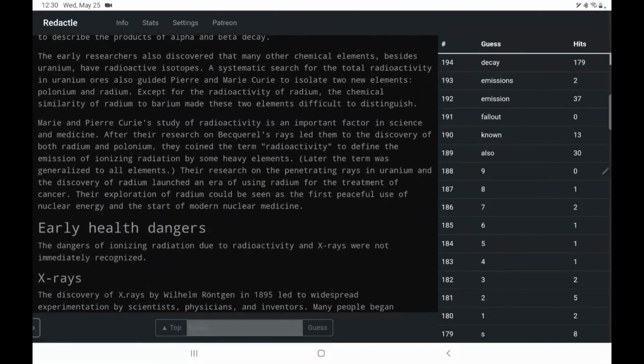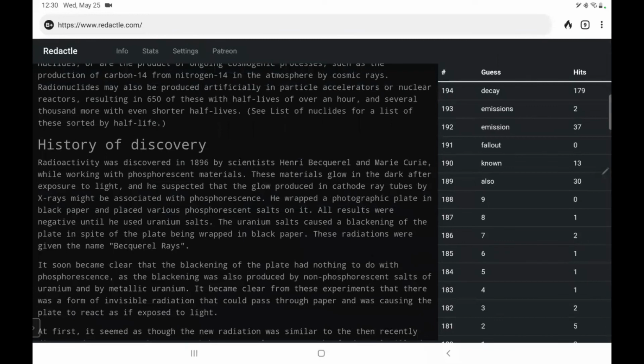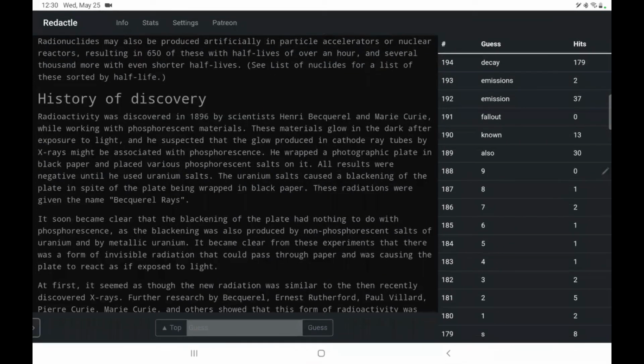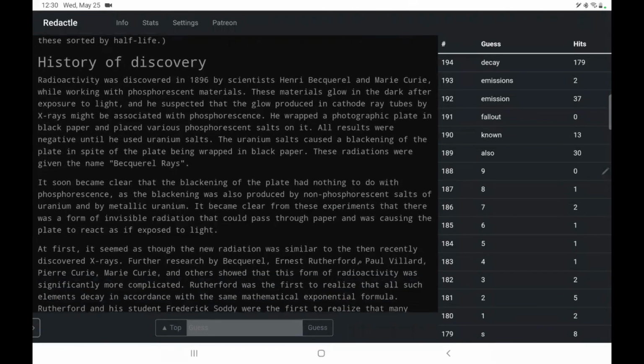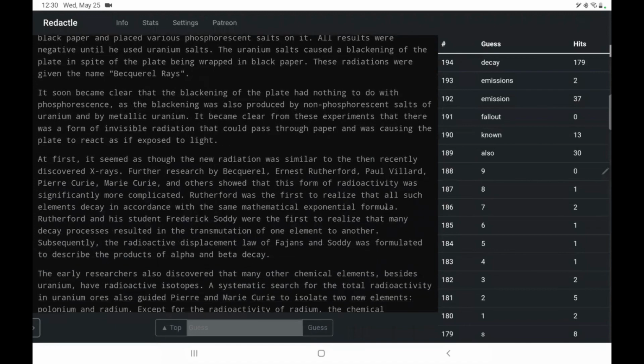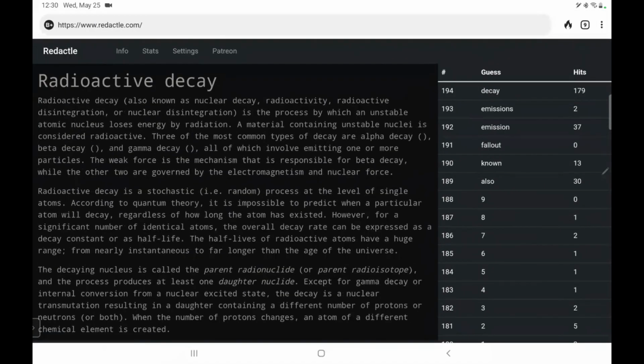Becquerel rays, never heard of that. Oh yeah, what year? Ah, so 1896, Henri Becquerel. Oh, phosphorescent materials. Very interesting. Okay, I do though feel a little cheated that it was another physics topic. We just had one of those recently.